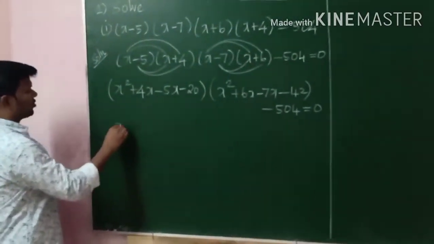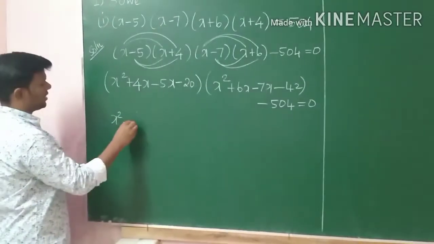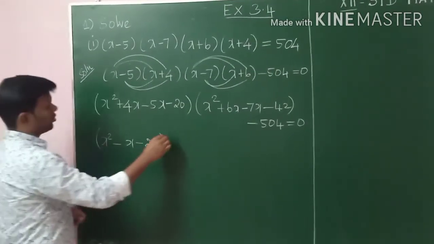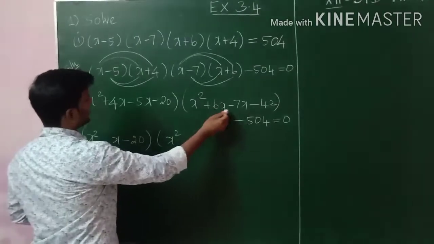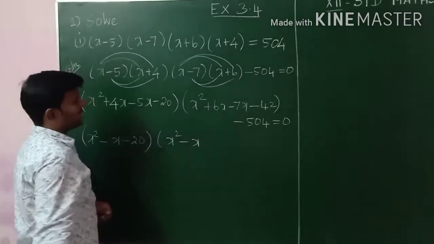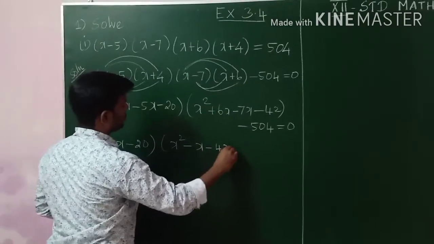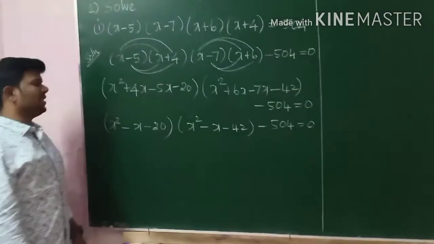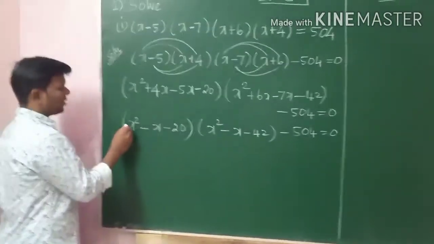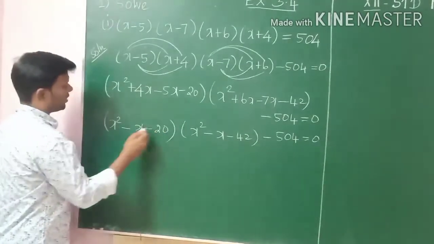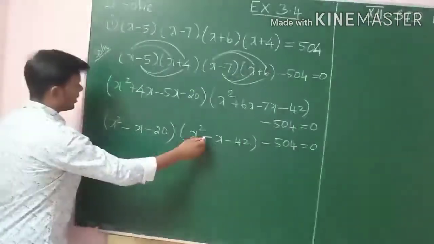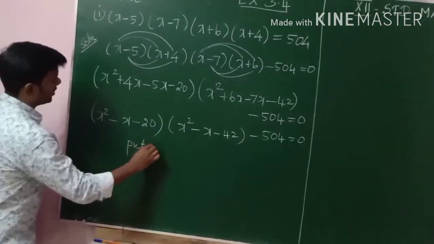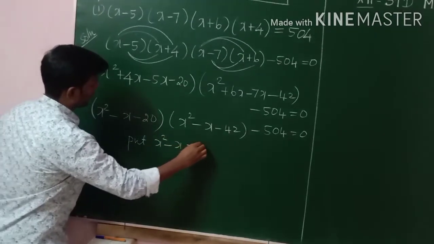So now x square plus 4x minus 5x, it is minus x, and minus 20. Into x square plus 6x minus 7x, it is minus x, minus 42, minus 504 equal to 0. So now we can see this x square term, x term. Here the coefficient of x square is 1, here also 1. And coefficient of x is what? Minus 1. Here also minus 1. Here we don't bother about the constant term. Okay, so we'll take x square minus x equal to y.